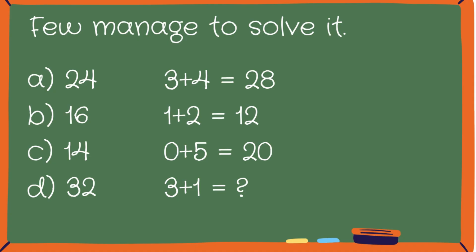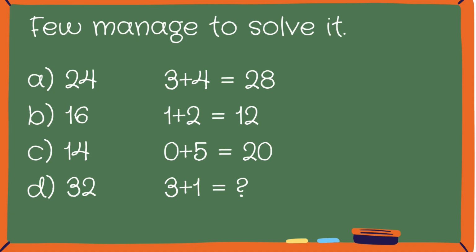3 plus 4 is equal to 7, so I have to keep in mind the number 7. 1 plus 2 equals 3. I have to keep in mind the number 3. 0 plus 5 equals 5. I have to keep in mind the number 5. And 3 plus 1, 4. I have to keep in mind the number 4. All right, 3 plus 4, 7.